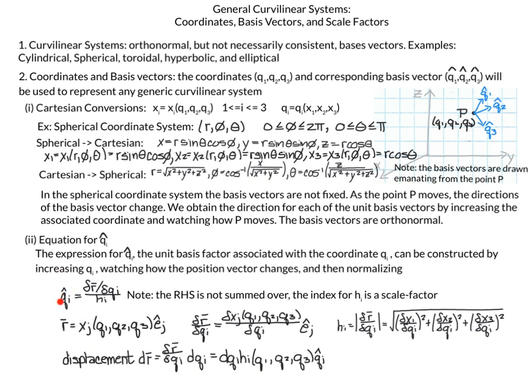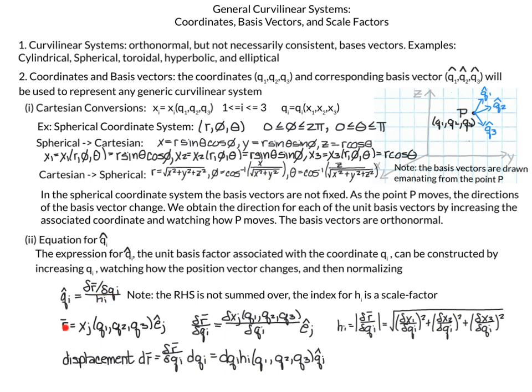So our basis vector is looking at how our position vector changes as we move in the direction of our q sub i coordinate. And h of i here is not a term to be summed over. This is kind of deceiving because it looks like we have two indices and a sum, but this is not what this index is. This is just to say that h of i is a scaling factor for q sub i. It's what we use to normalize.